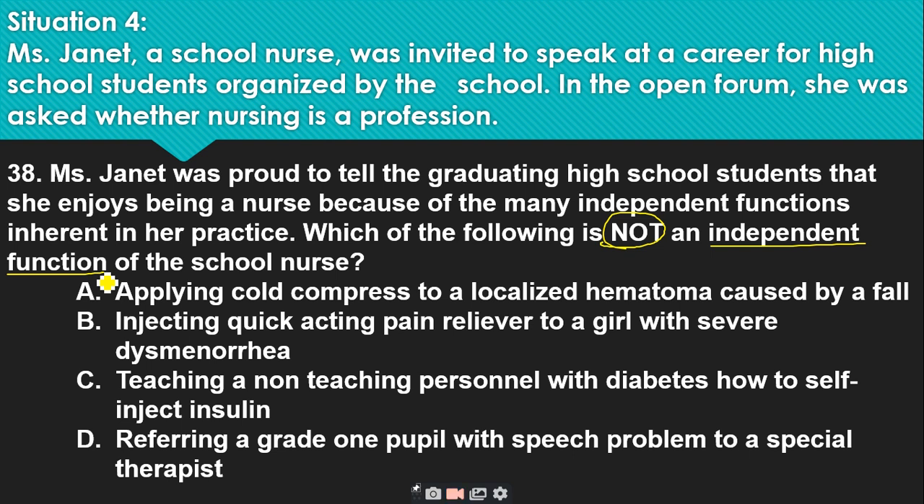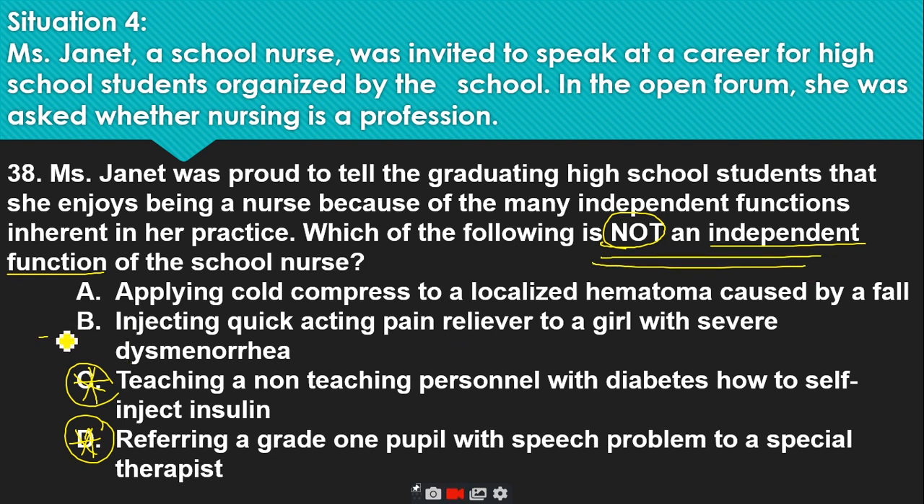Of course, when you talk about independent function of the nurse, we know that we have independent, nurse-based interventions, dependent, that depends on the physician, and interdependent, that is part of the collaborative interventions of the nurse. So in this case, we're looking for a wrong answer here. Eliminate letter C and also letter D, because referring is part of the independent nursing function of a nurse. So in this case, not an independent intervention.